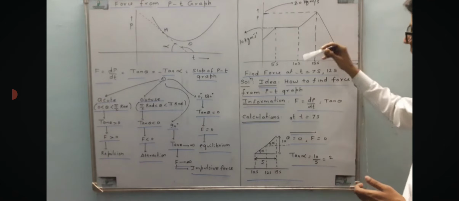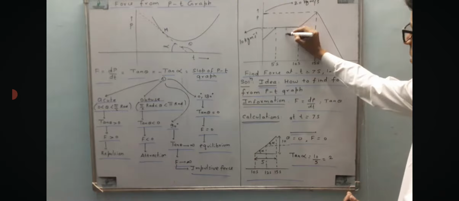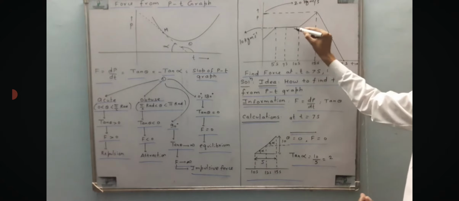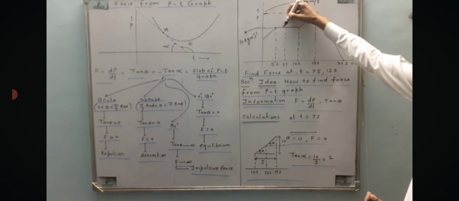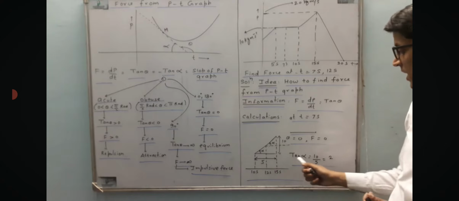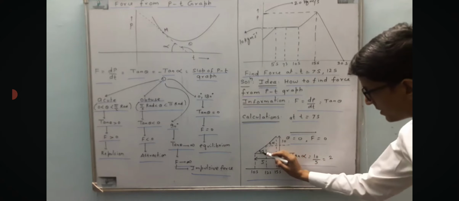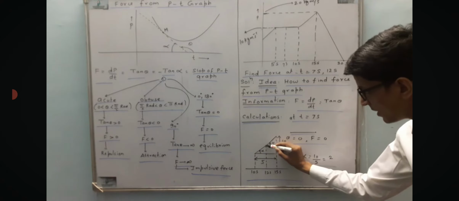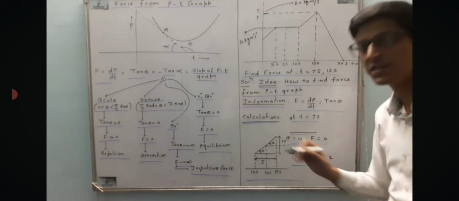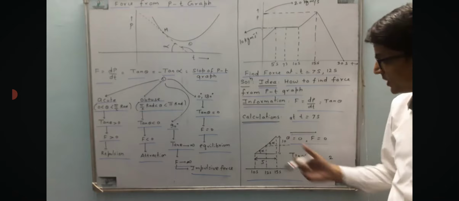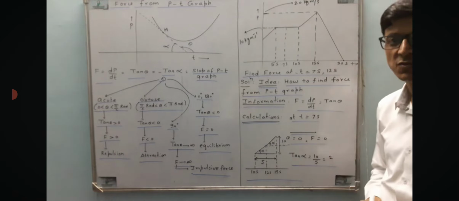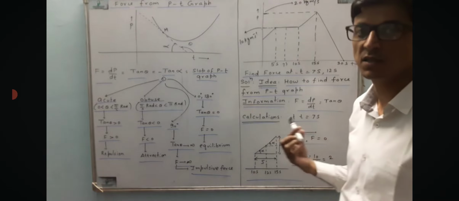So at t equal to 7 seconds, it's over here. Force will be 0 because the tangent is parallel to the t-axis, so the angle is 0, so force will be 0. And at t equal to 12 seconds, let this angle be alpha, so this angle will also be alpha. The tangent is making an angle alpha with the t-axis. So we need to find tan alpha. From this triangle, tan alpha will be 10 by 5, which is 2. In this way you can find the value of force.